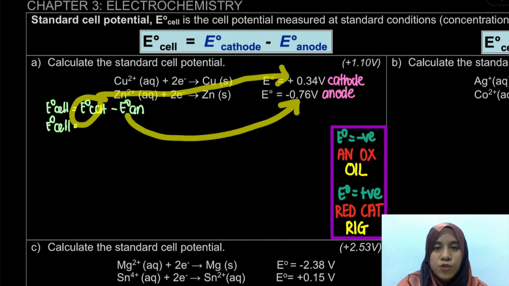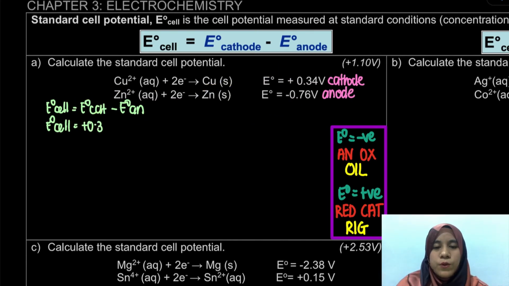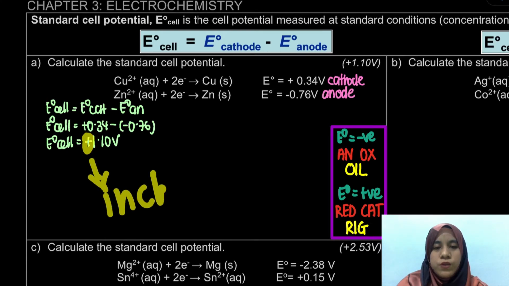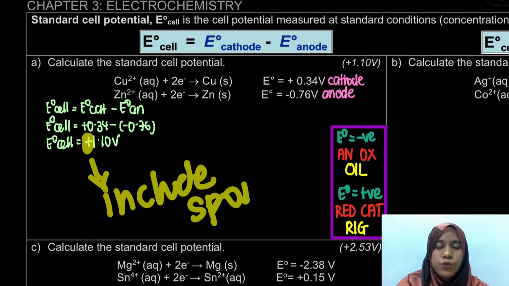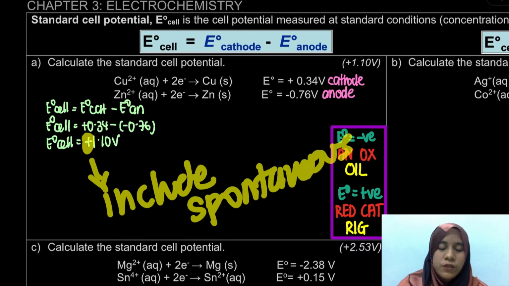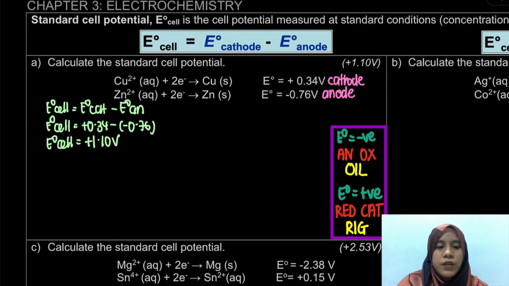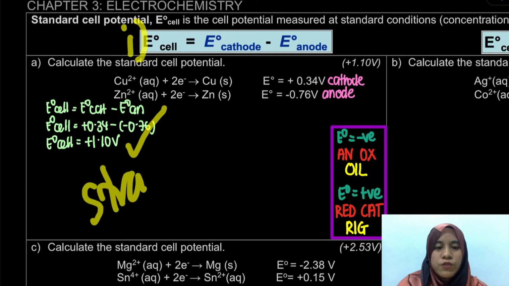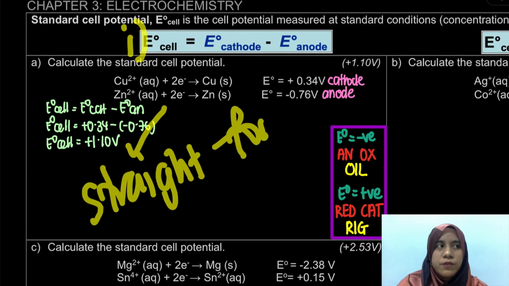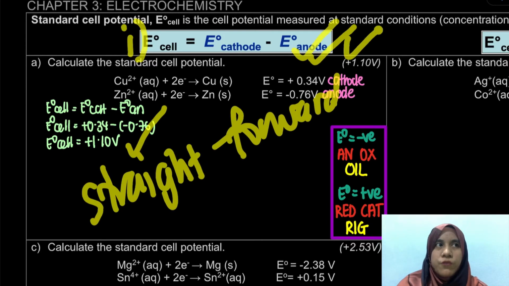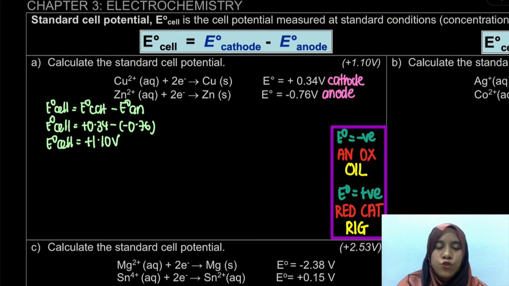Then we can substitute it straight away, so we will get the answer quite straightforwardly. The answer will be positive 1.10 volt. The positive must be included to show that the reaction is spontaneous, or that this reaction could occur. Okay, so that's the first method. It is quite straightforward. I believe this will be the method that you're more comfortable with. Kakak tolak adik, cucu tolak atuk.